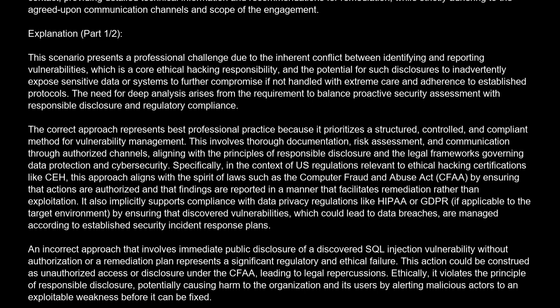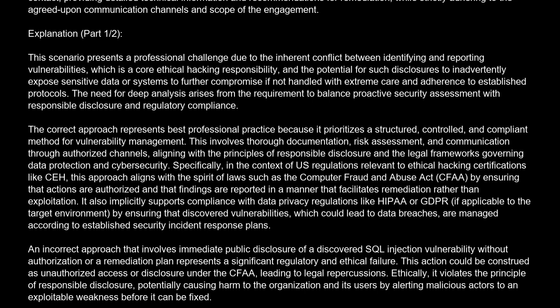The correct approach represents best professional practice because it prioritizes a structured, controlled, and compliant method for vulnerability management. This involves thorough documentation, risk assessment, and communication through authorized channels, aligning with the principles of responsible disclosure and the legal frameworks governing data protection and cybersecurity.